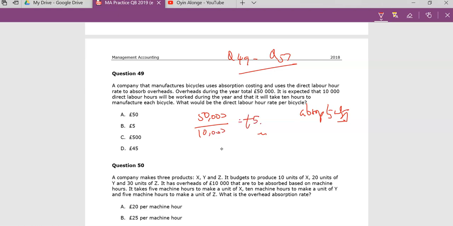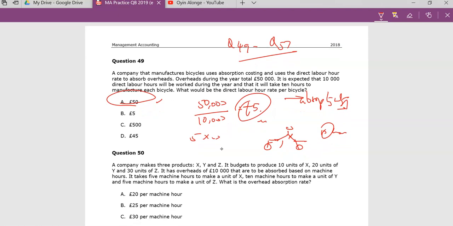And then we're told to make a bicycle, if you like. It's a terrible bicycle. The key point there is that it will take 10 hours to make this thing. So if it's £5 you're charging for every hour to make a bicycle, it would be 5 times 10, which takes us to 50, and the answer is A. Okay, let's go on.